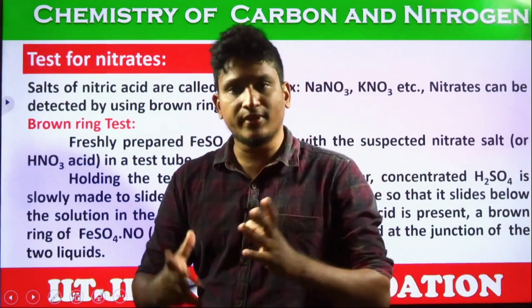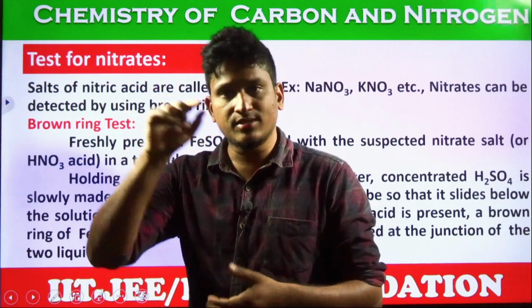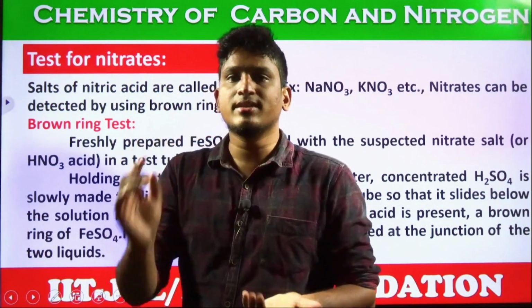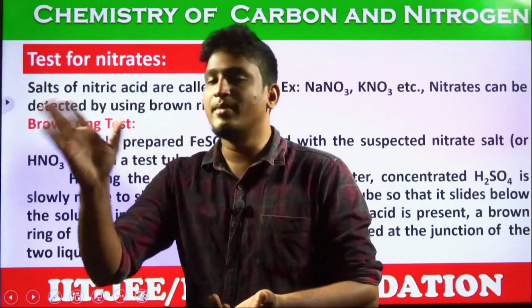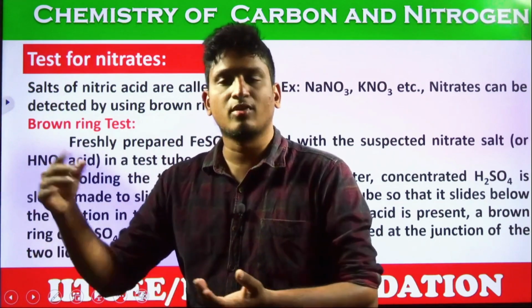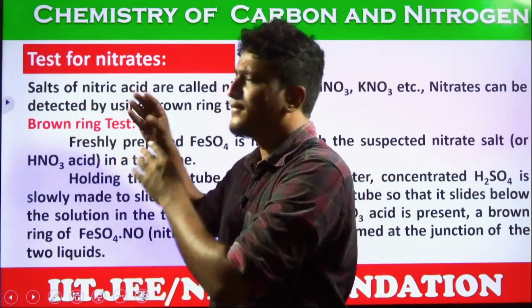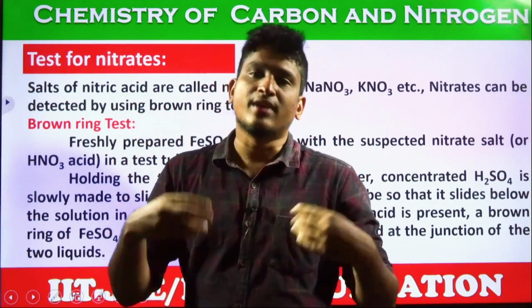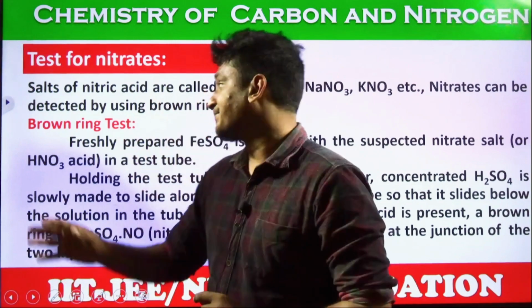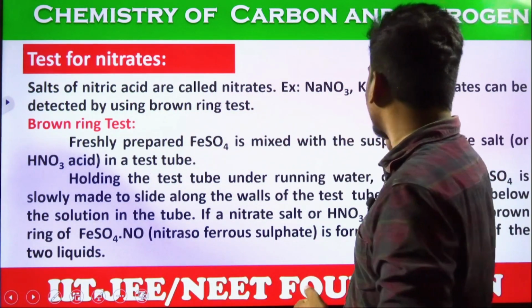So next we have the test for nitrates. Test means identification test. Nitrates means, students, what is nitrate? NO3 minus 1 is nitrate. If hydrogen is combined, that becomes nitric acid. If any metal is combined, that becomes the respective salt. Potassium nitrate, sodium, magnesium, all these salts we discussed in the previous slide. Yes or no? So if nitric acid is present in any salt, how to identify? Salts of nitric acid are called nitrates, like sodium nitrate, potassium nitrate, etc.